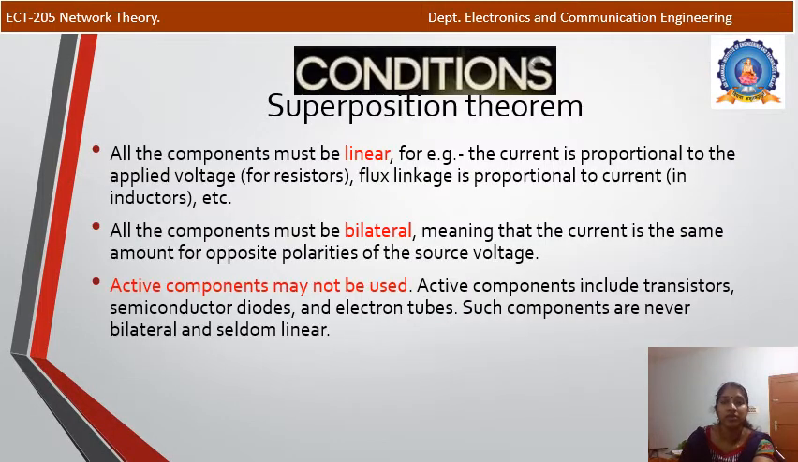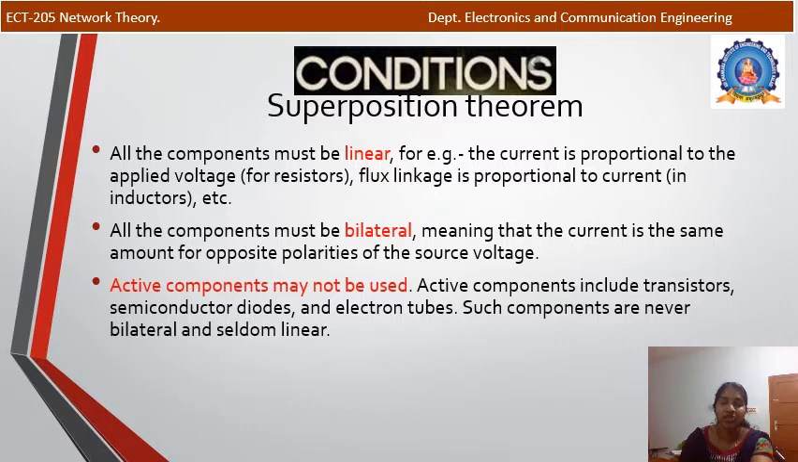So there are some conditions to apply the superposition. The first one is the components must be linear. Linear means the current-voltage relationship should be linear. And the second thing is it should be bilateral. Bilateral means the current in the forward direction and reverse direction has the same characteristics. Right. So the circuit should be linear and bilateral. And the third condition, it should not contain any active elements. If it contains active elements, it will not be linear and bilateral.